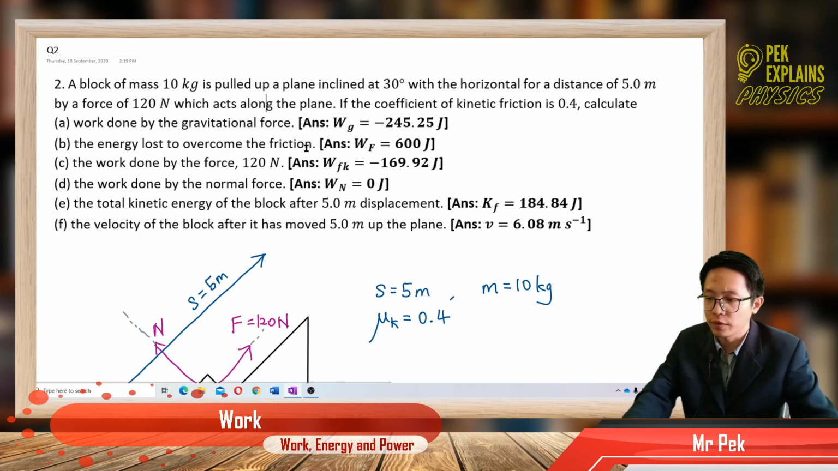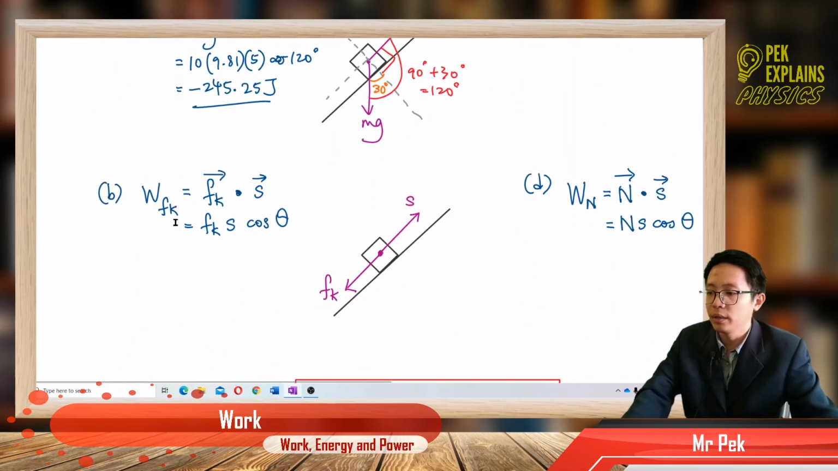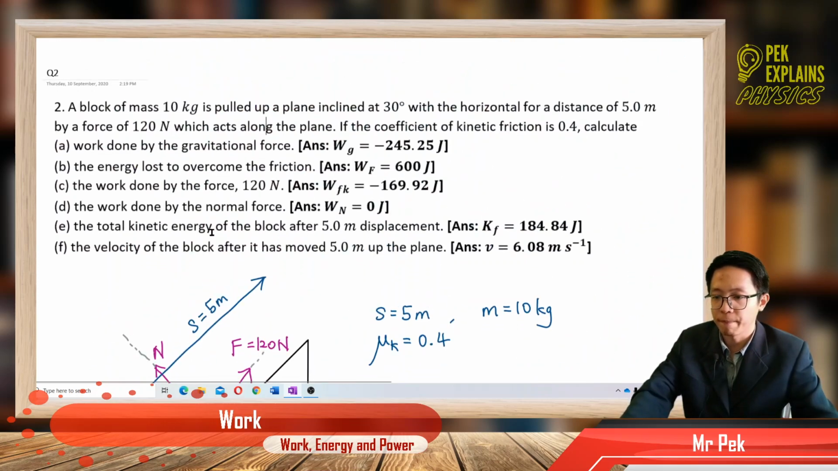Now we want to find the work done due to friction. So, work done by friction, we label as W friction. Okay, kinetic friction. So, now this time the force is the friction. So, it's friction dot displacement, which becomes friction times displacement times cos theta. Before that, we don't have the friction. We need to calculate the friction. So, how to calculate the friction?